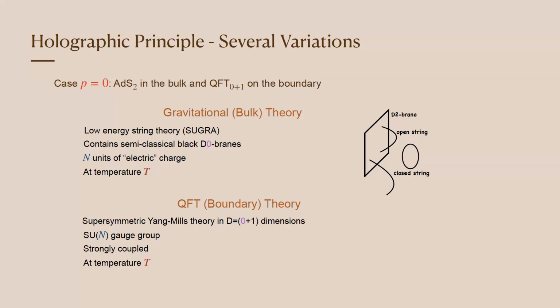Okay, so let's look at the simplest case, which is p equal to 0. So what we have is AdS2 in the bulk, and QFT 0+1 on the boundary. QFT 0+1 is nothing but quantum mechanics. There's only time, there is no space. So we have a theory of D0-branes with N units of charge at temperature T. So there is a black hole in this phase, and the boundary theory is a quantum mechanics with this particular gauge group. It's strongly coupled, and it's at temperature T.